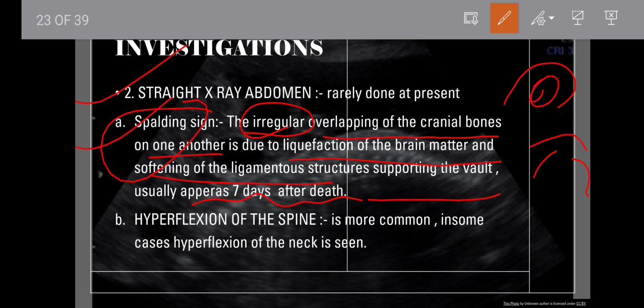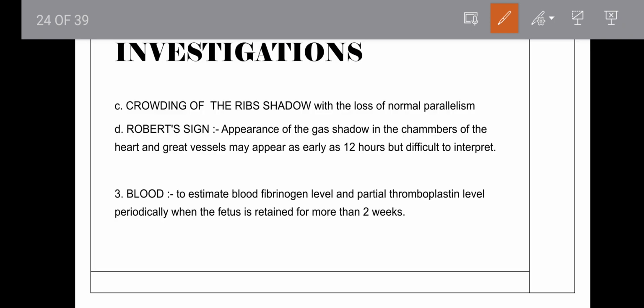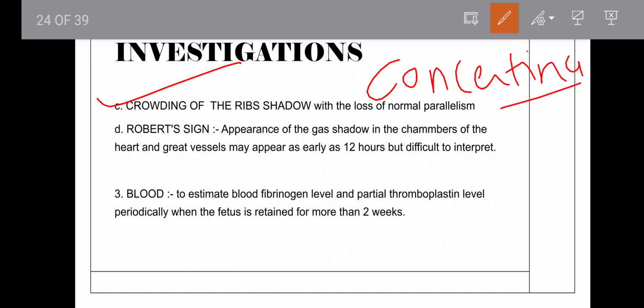Other sign is hyperflexion of the spine. It is more common in some cases. Hyperflexion of the neck is also seen. It is also known as the ball sign. Another sign we see is the crowding of the ribs shadow, which is also known as the concertina effect. It is known as the concertina effect, which is the crowding of the ribs shadow with loss of normal parallelism.